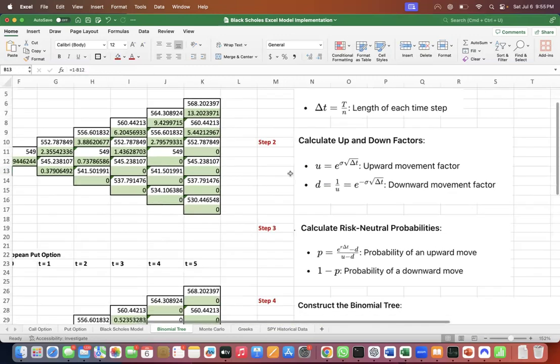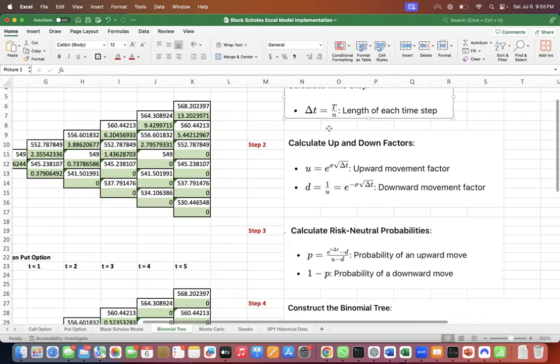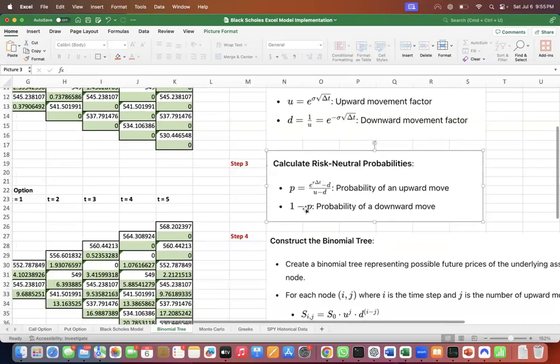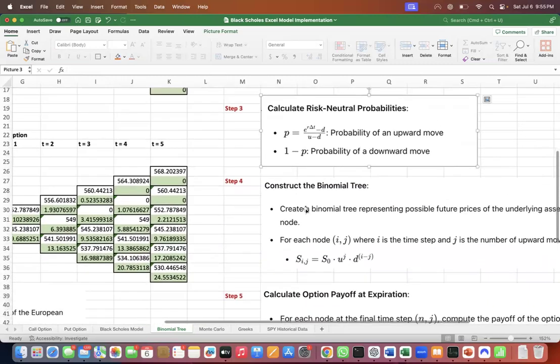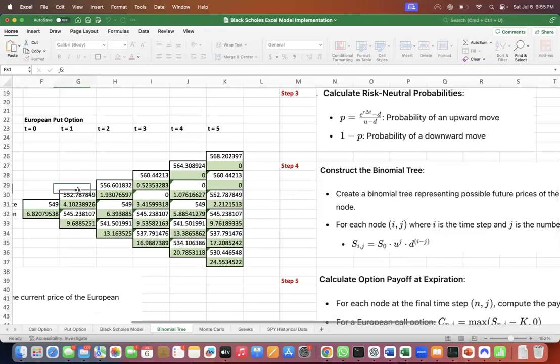See, the best thing you can do is just follow the steps. Calculate delta T, calculate up and down factor, then calculate risk neutral probability of upward movement and downward movement, and then you can construct the binomial tree. So I told you how to construct it already. At each node it will go up and down, right? Up and down. So similarly, at t equal to 5, you just need to follow this up and down movement.